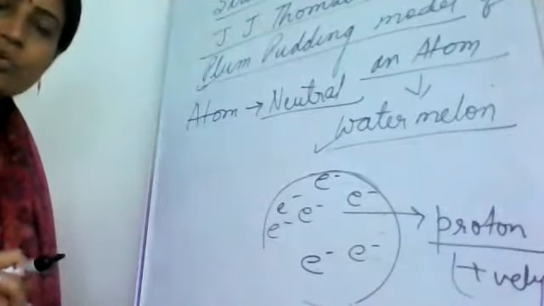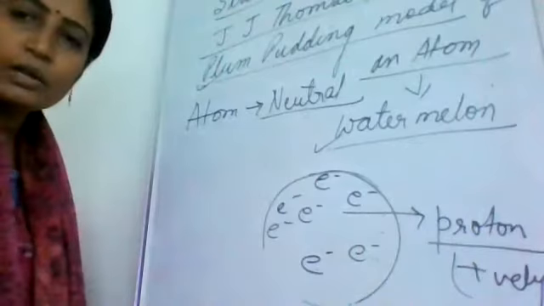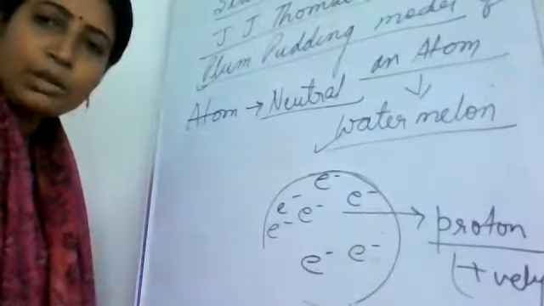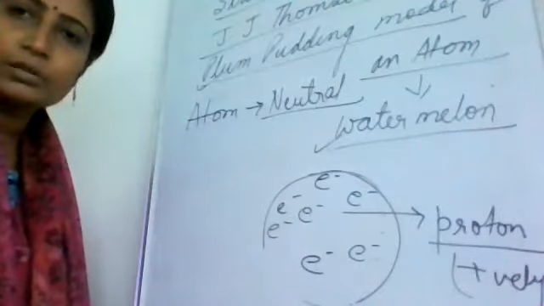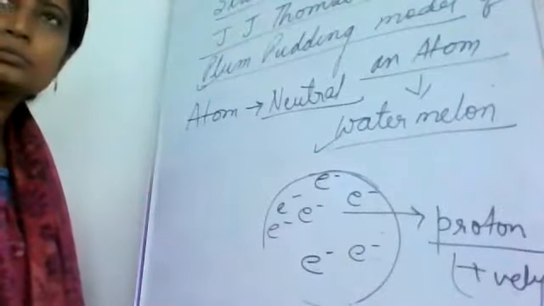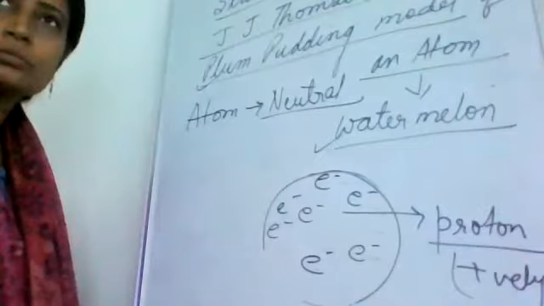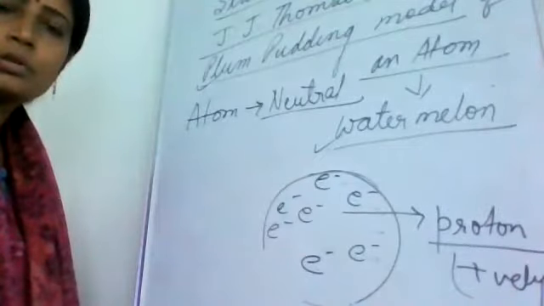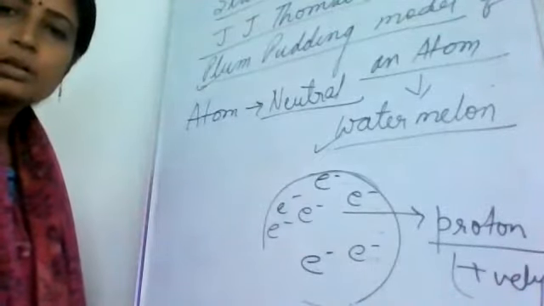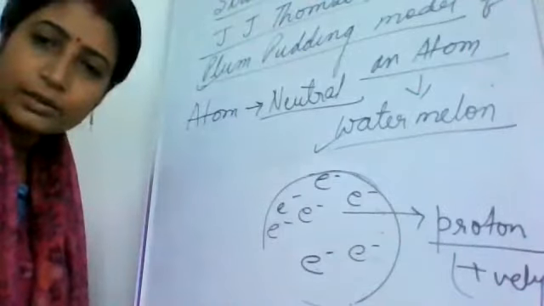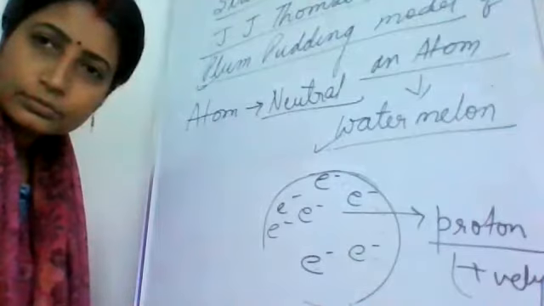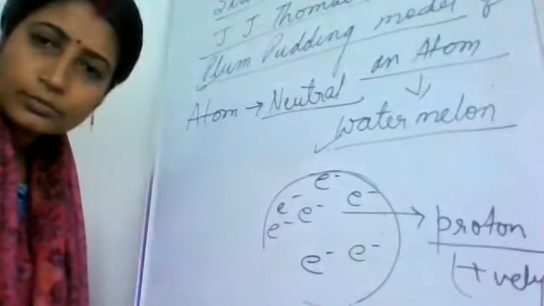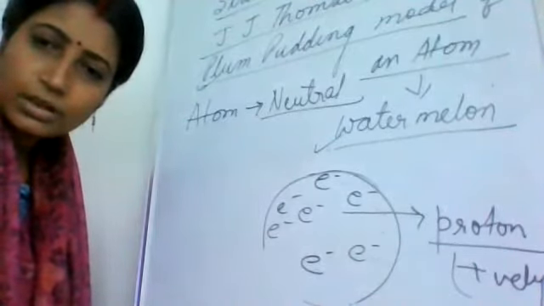So what is J.J. Thomson's model of an atom? Who will tell me? How many of you can tell me? Raise your hand. Let me see the hand. How many of you can tell me? Only this many people can tell. 11. 16.